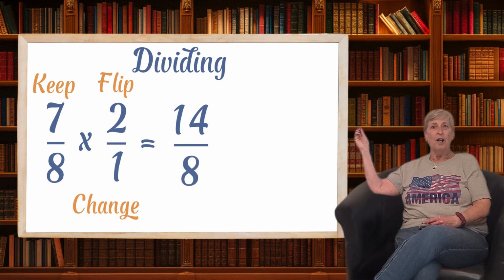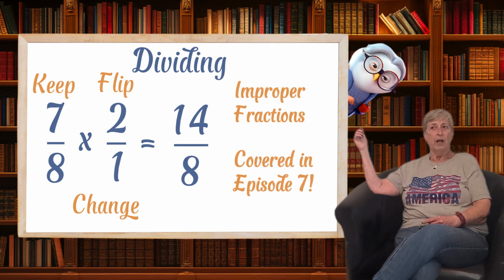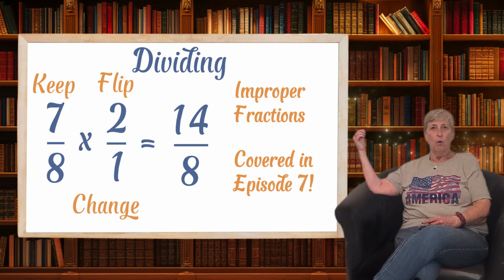Okay, and here's another little thing. These videos really do link together, so if you've missed any of them, please just go back and check our earlier videos. But here you have what's called an improper fraction. Improper fractions means that the top number is larger than the bottom number. In a normal fraction, a proper fraction, the top number is always smaller than the bottom number because that means you're working with part of a whole.